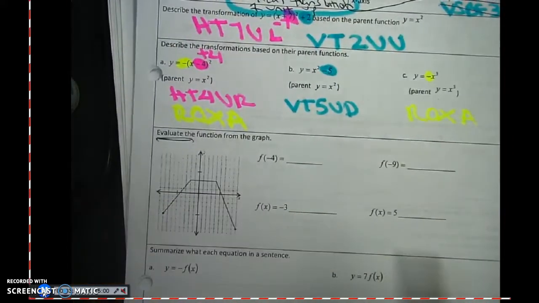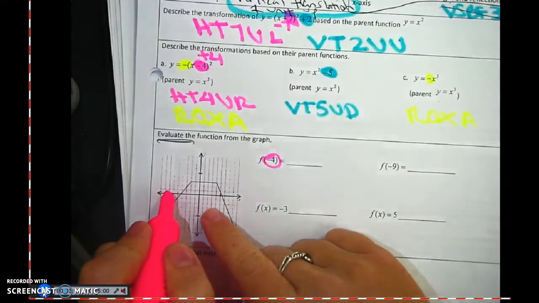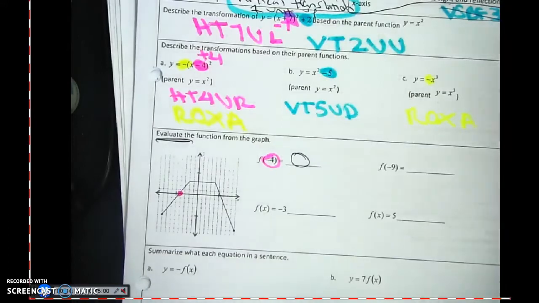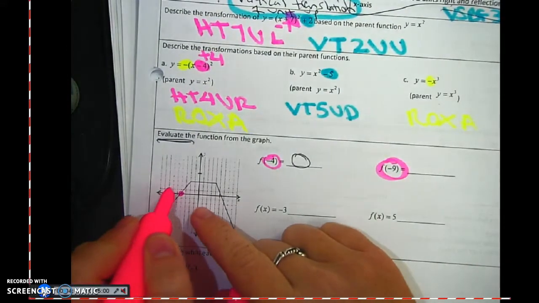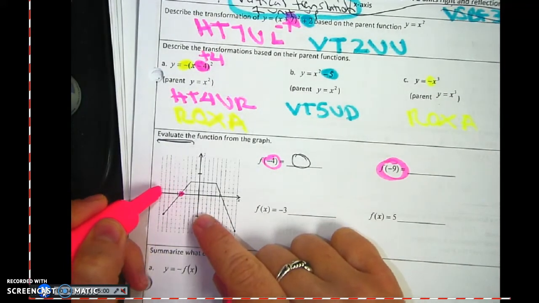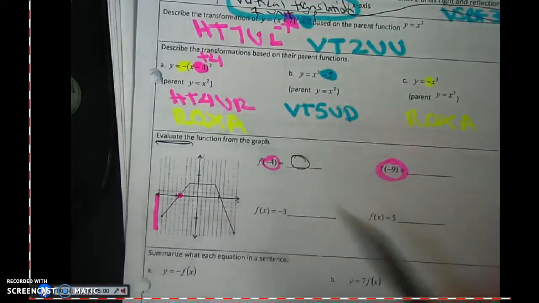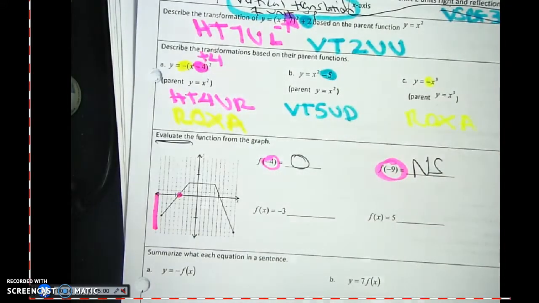Let's go to the next one. Now I want you to evaluate. So you're going to find negative 4, which is your x. So you go along your x to negative 4. Oh my gosh, it touches right there. The y value is 0. Let's do the same thing for this one. Go to negative 9. 5, 6, 7, 8. Wait. 6, 7, 8, 9. Well, if you look, it doesn't even touch, so there's no solution. There is no f of negative 9. That would be no solution.